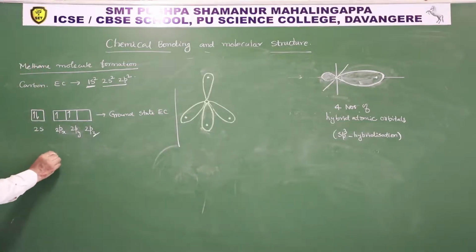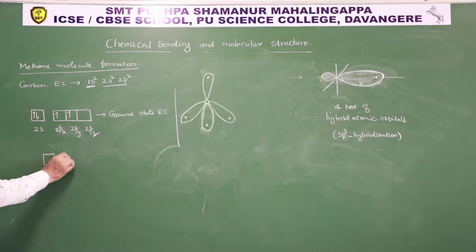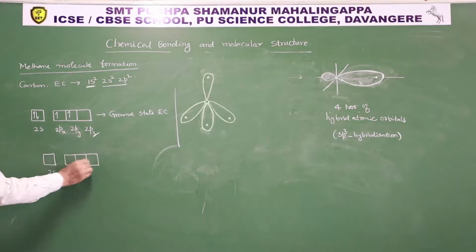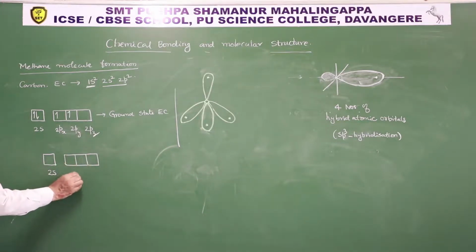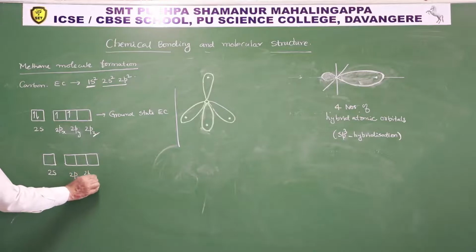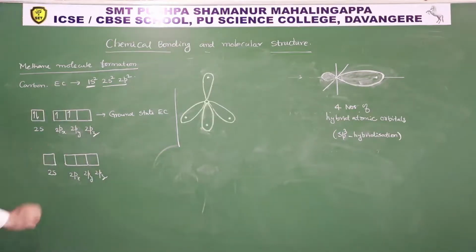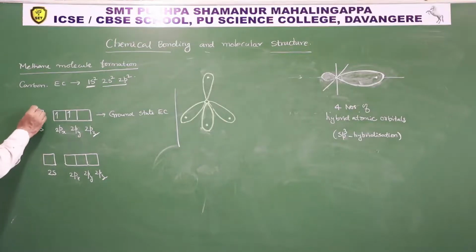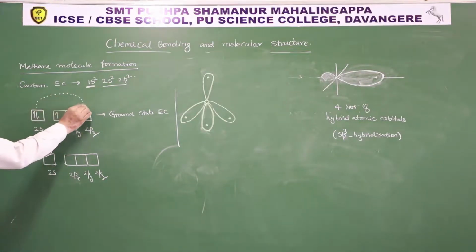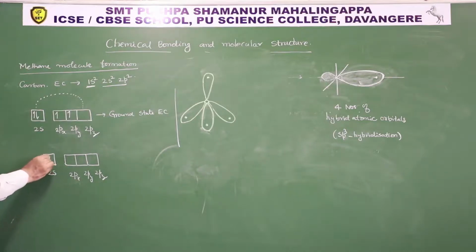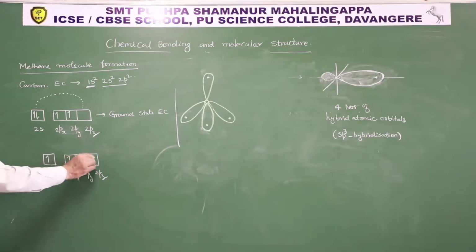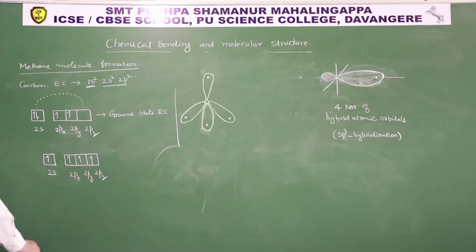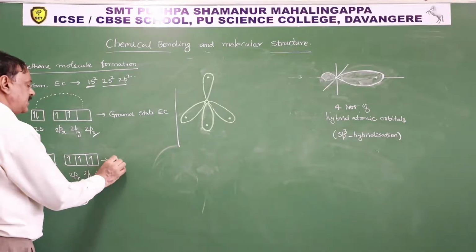Whenever chemical reactions occur, we are providing energy. When they acquire energy, in the 2px, 2py and 2pz orbitals, one of the electrons from the 2s atomic orbital is promoted to the vacant pz atomic orbital. Now 4 electrons are available for bond formation. This is the excited state electronic configuration.